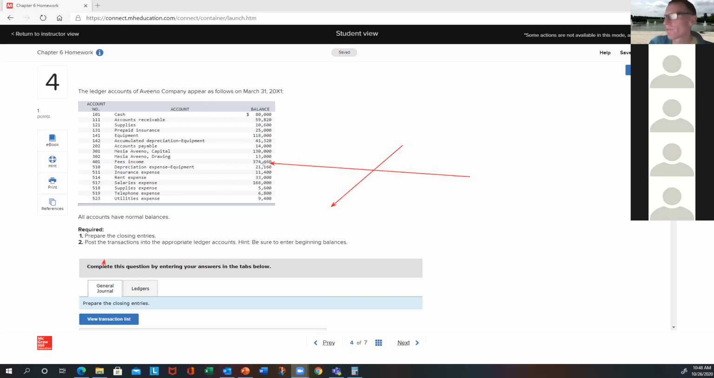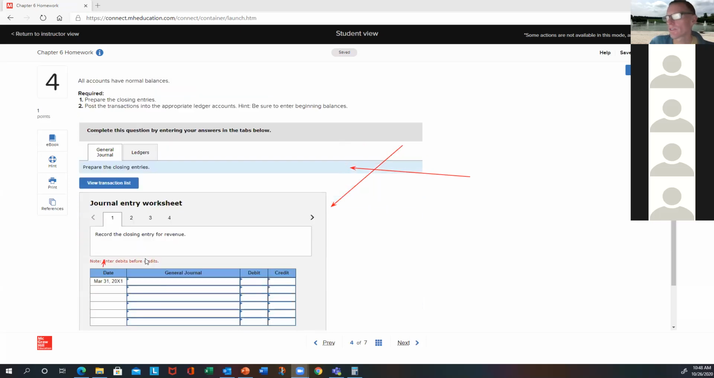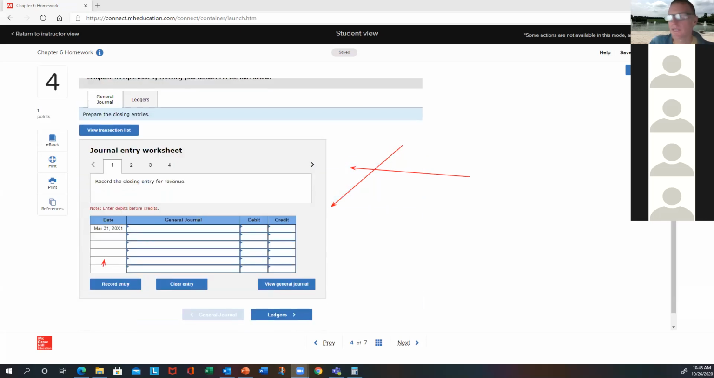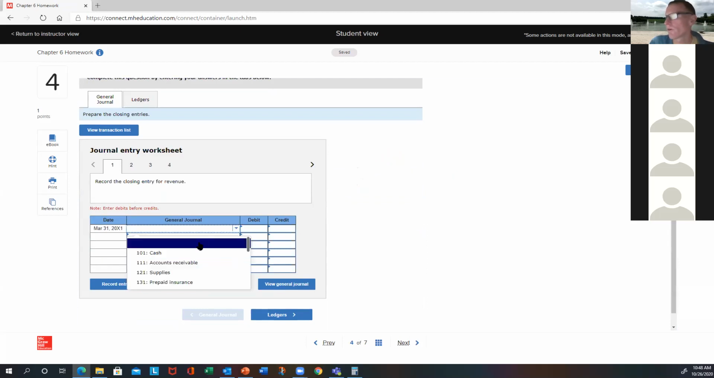I have no idea. But 374,460, we would close that out. So let me just show you this one. So what you do here, I went to my journal. Notice this entry 1 would say to close out your revenue. So I would look for the fees income. Let me find it. It's right there. And then income summary. Right there. And then all you got to do is enter that number.